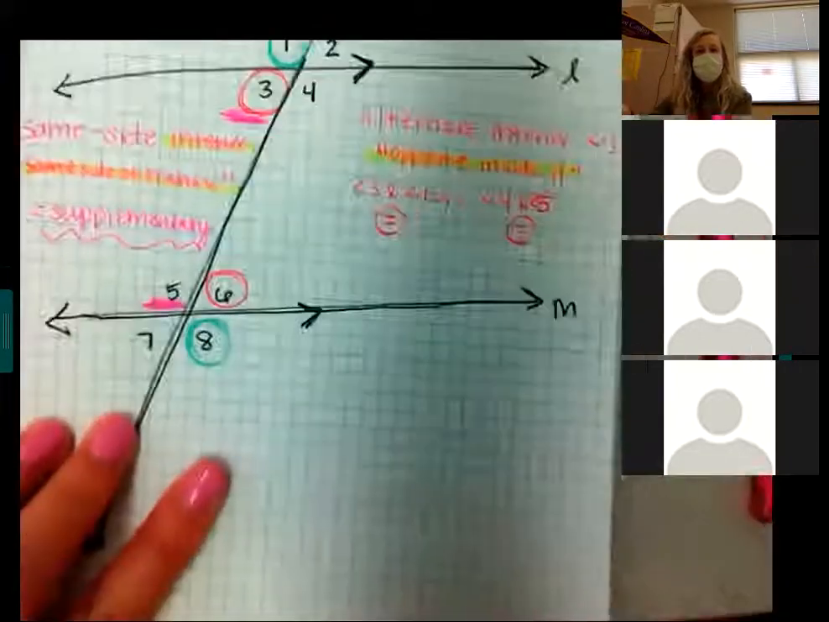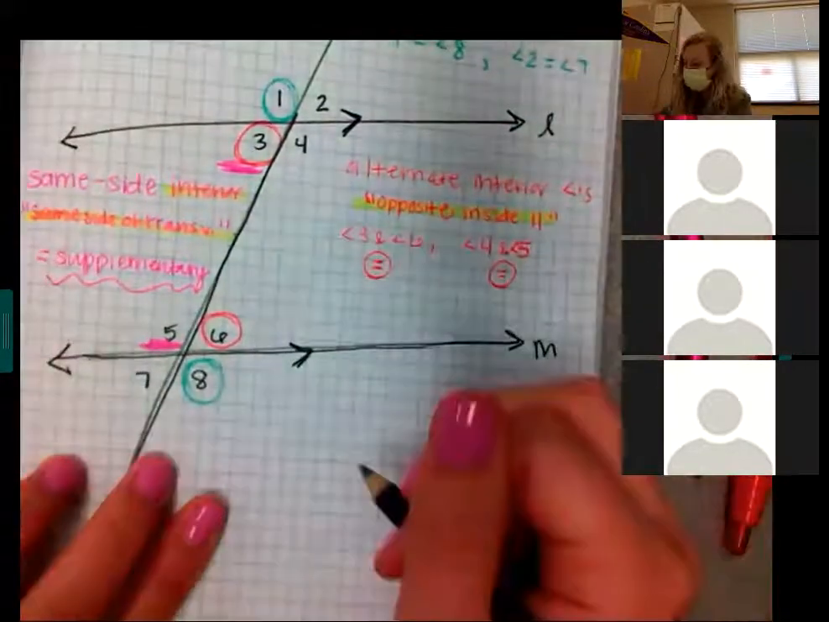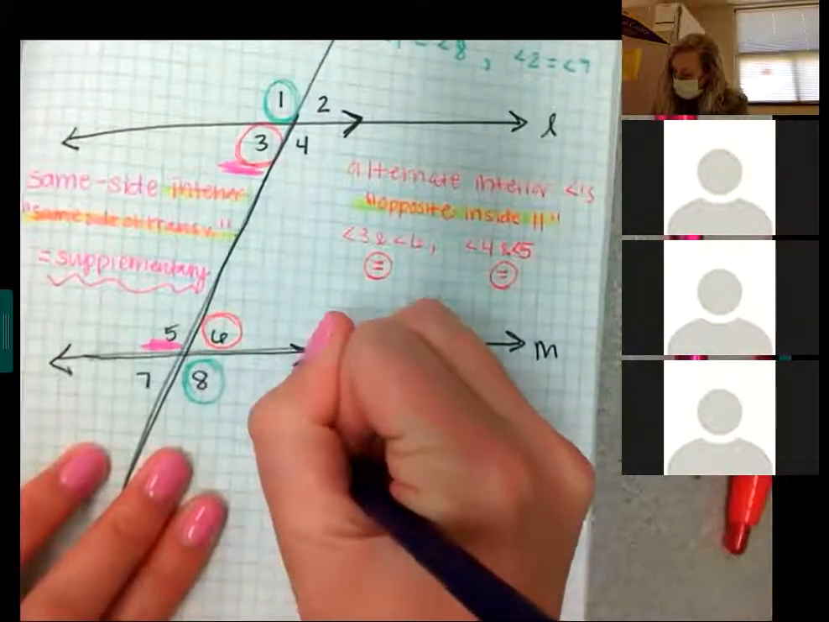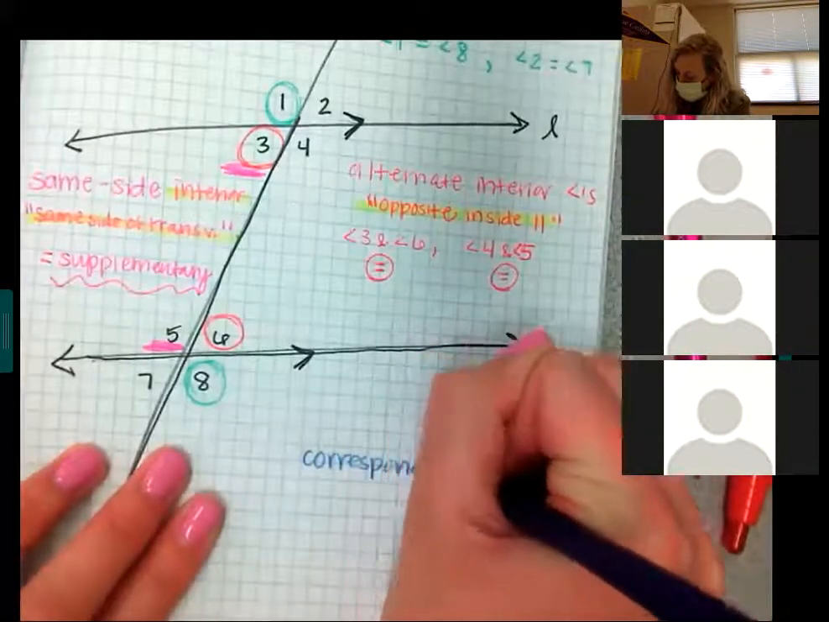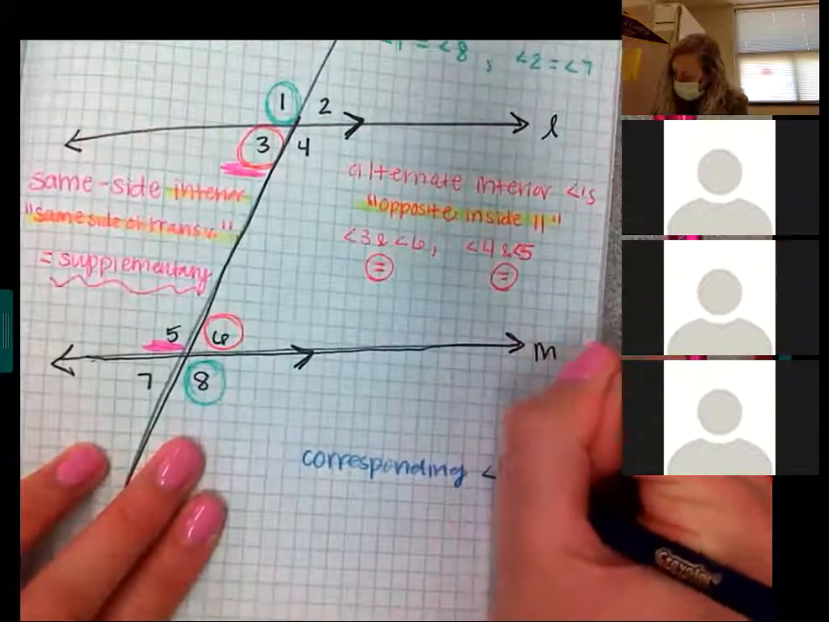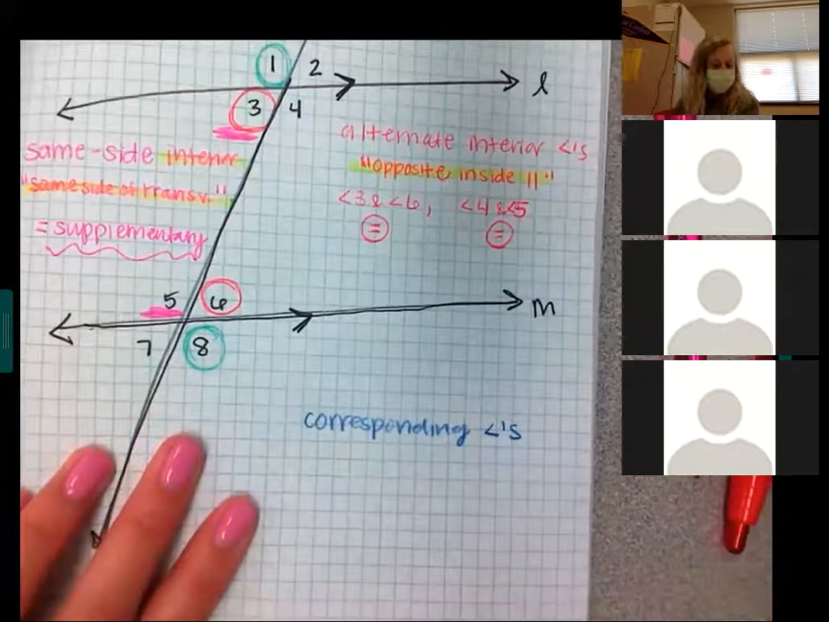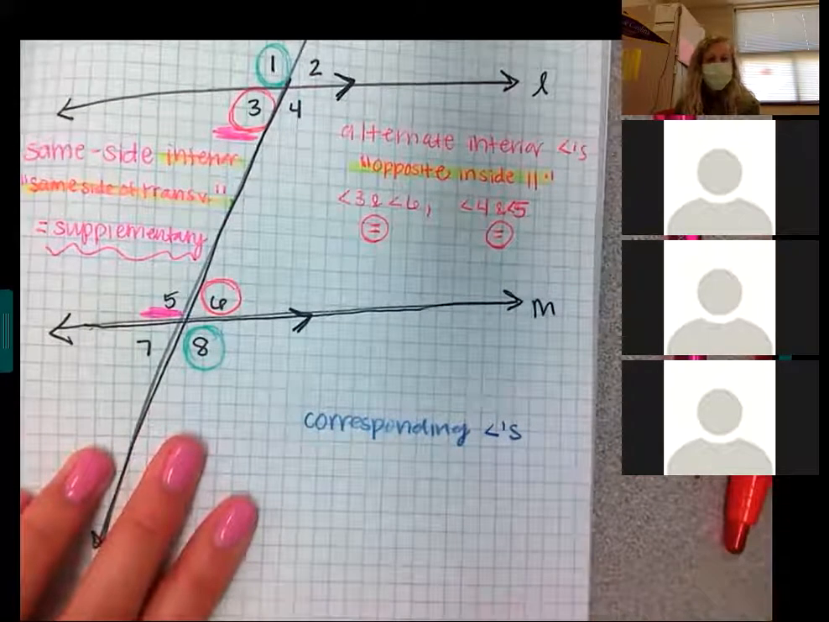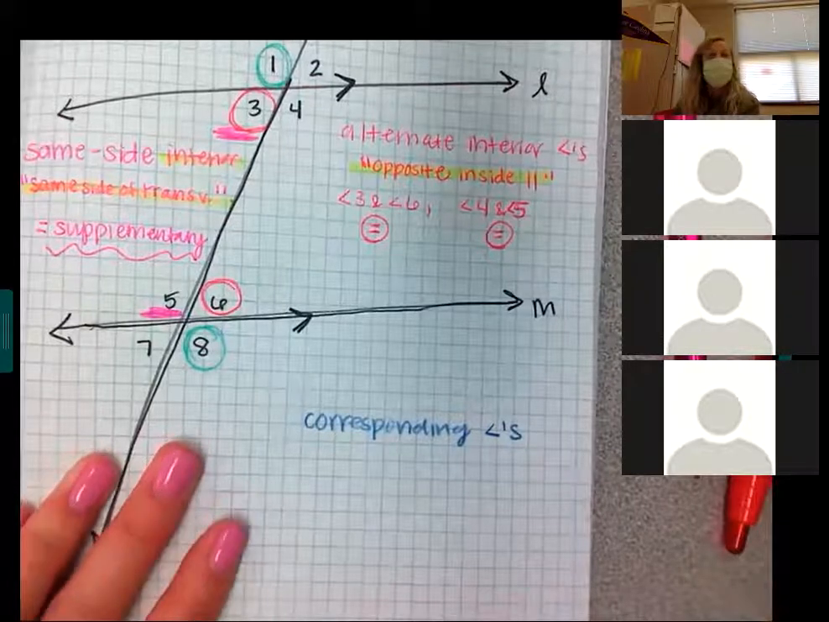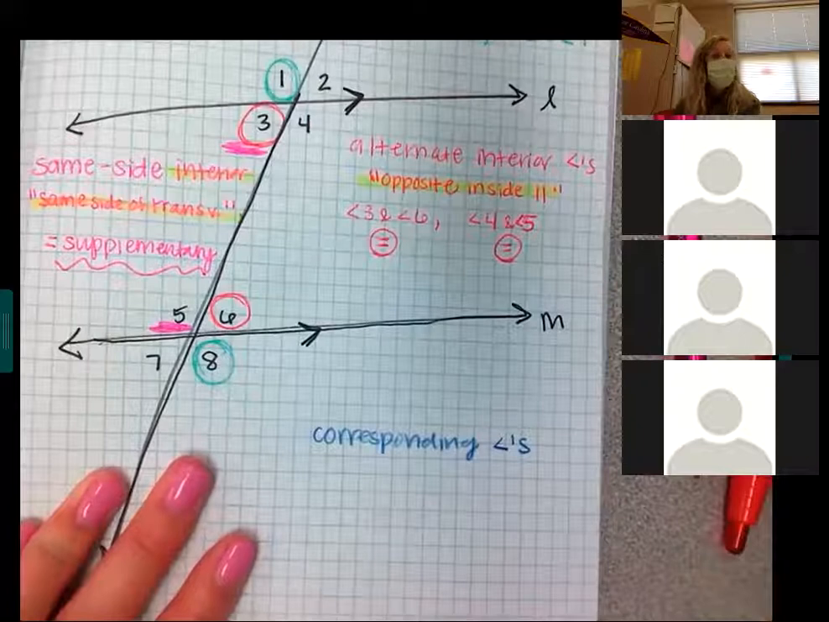All right, last new type, and then I'm going to bring in one of the old ones we just talked about. Corresponding, and then we will be almost done. Corresponding angles. 5, 6, 7, 8. Good.